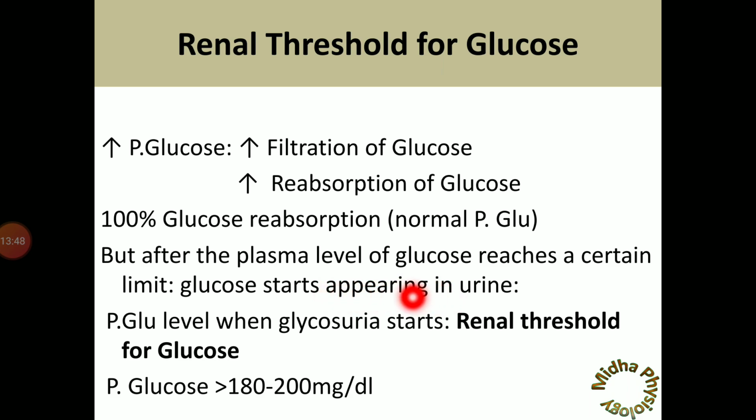This point, when the glucose starts to appear in the urine or glycosuria starts, that plasma glucose level we call the renal threshold for glucose. So this renal threshold for glucose is found to be 180 milligram per deciliter. When the plasma glucose level is more than 180 milligram per deciliter in the venous blood or 200 milligram per deciliter in the arterial blood, then the glucose will start to appear in the urine, and this we call the renal threshold for glucose.